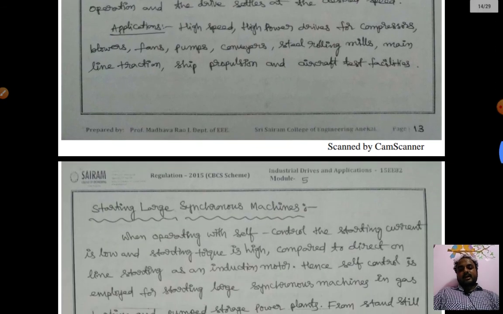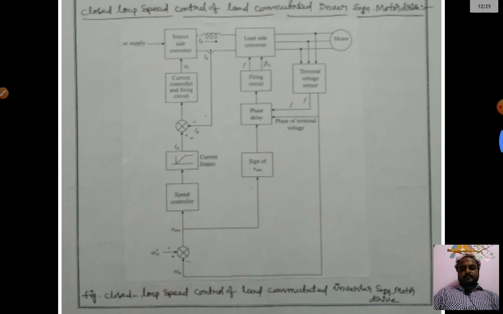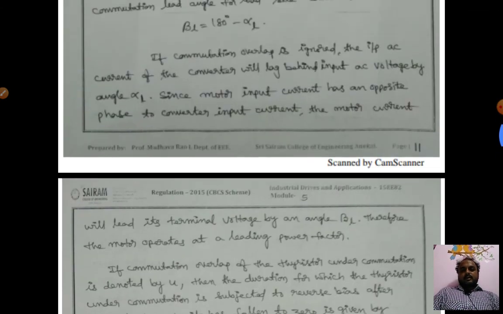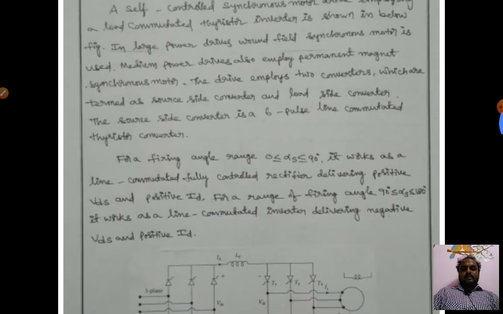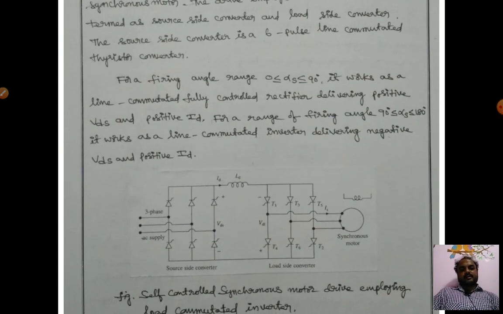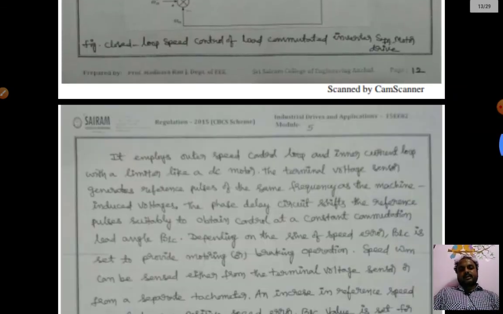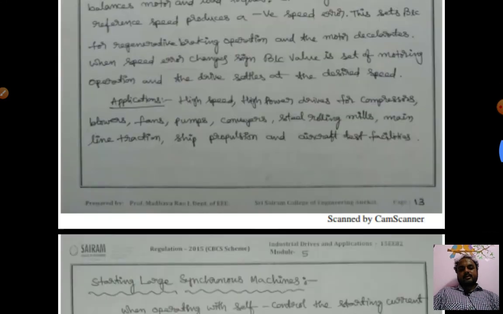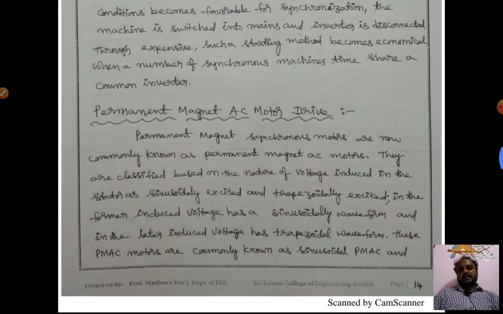So this is about self-controlled synchronous motor drive. In the next video we will see the starting of synchronous motor, how we start the synchronous motor, starting large synchronous machines, and one more topic, permanent magnet AC motor drives.